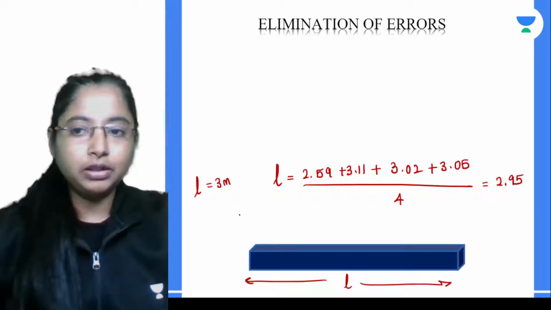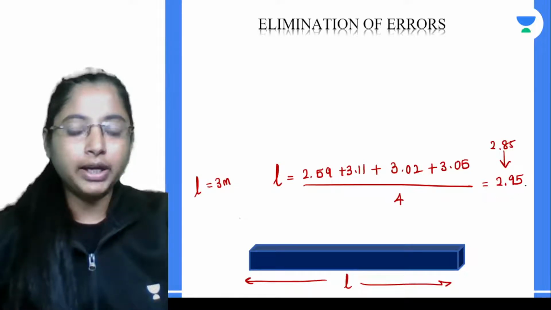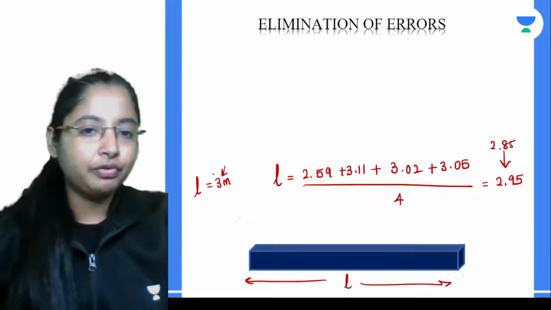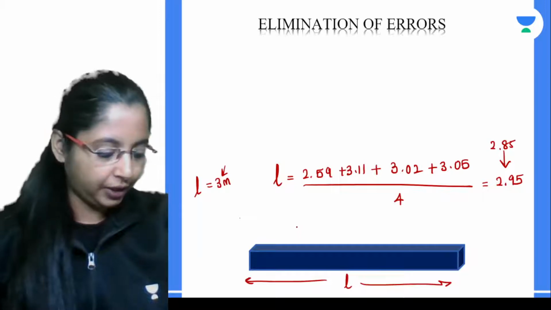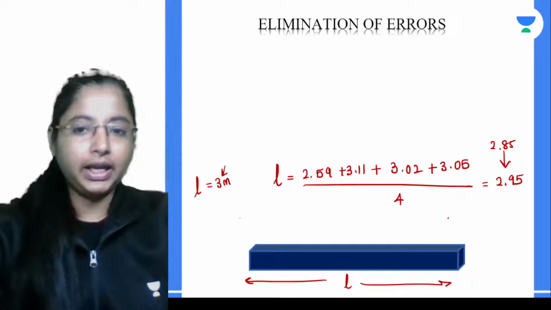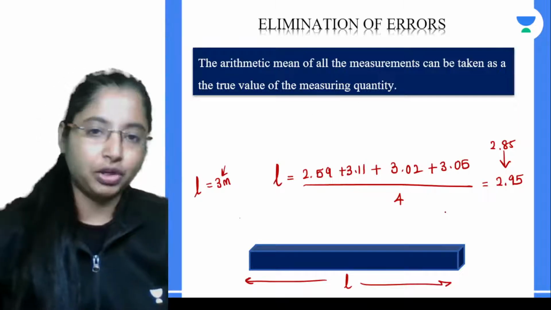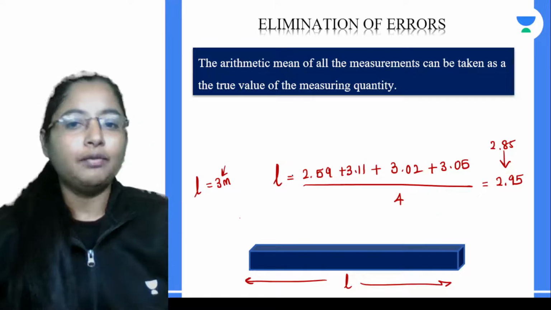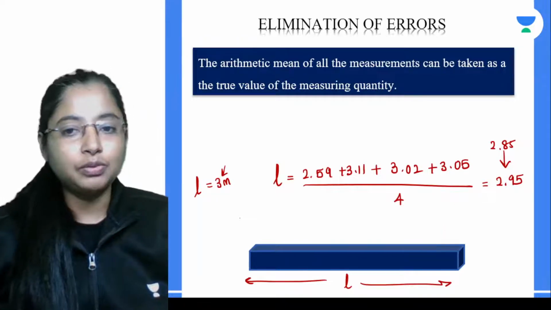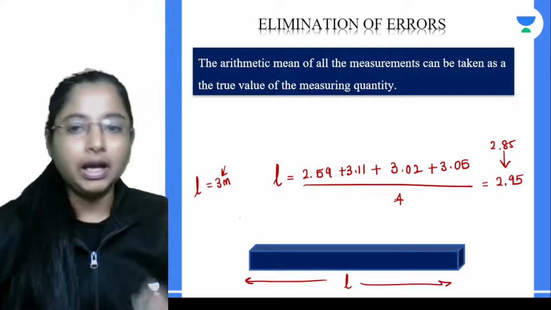In the last case you ended up getting 2.85. Compared to it, now you're getting closer to this value. So how did we reach a value very close to this particular value over here? That is because you increased the number of observations. So the arithmetic mean of all measurements can be taken as the true value of a measured quantity. If you don't know what the true value is, we are going to take the arithmetic mean. The more you increase the number of times you do the experiment, the more the error tends to become very small. So here what we have done is basically the arithmetic mean.